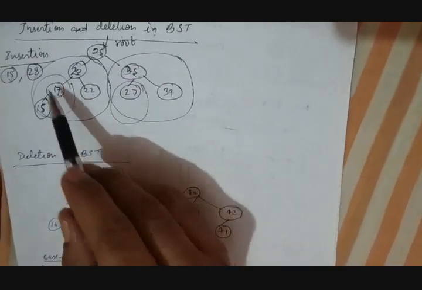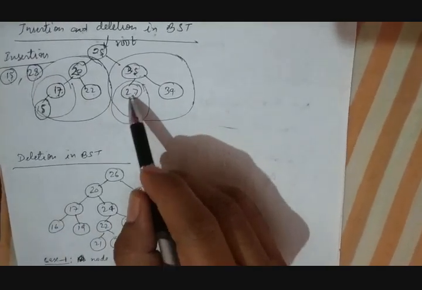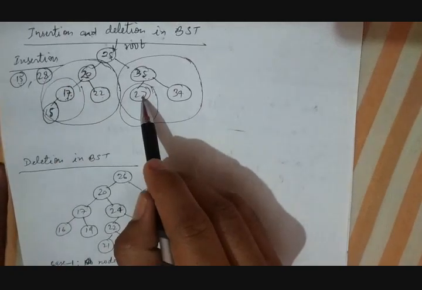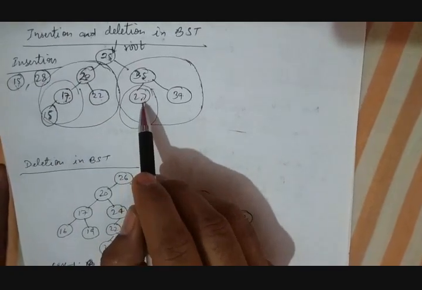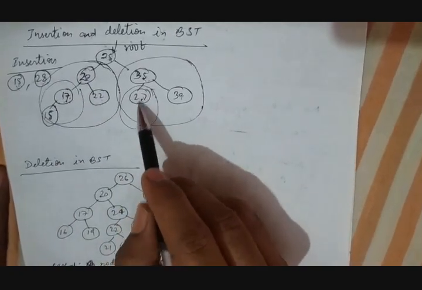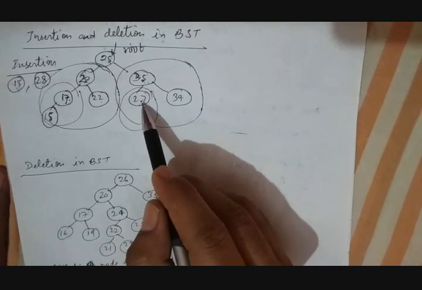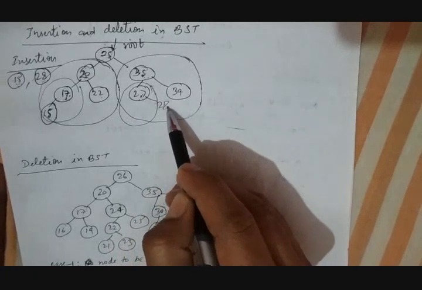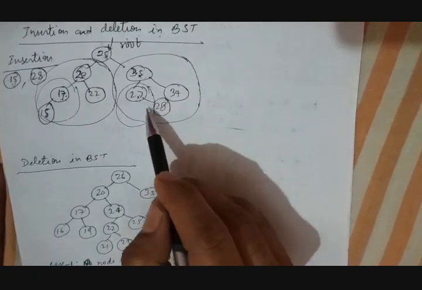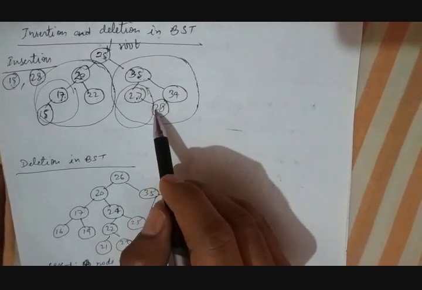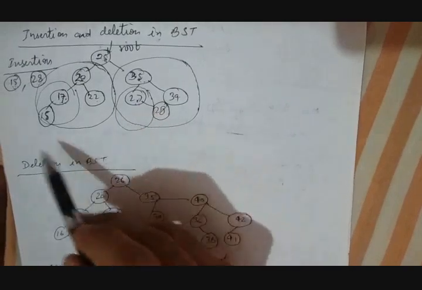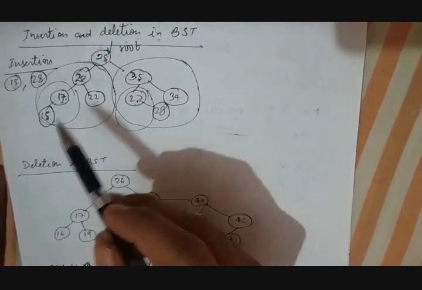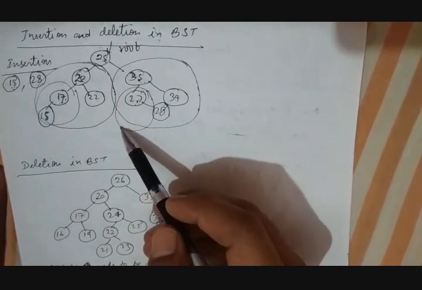Now compare this 28 with 27. Definitely 28 is greater than 27, and there are no more nodes available after 27. So definitely this 28 will be added as a right child of this 27. So now just see how we can insert any node in a binary search tree.